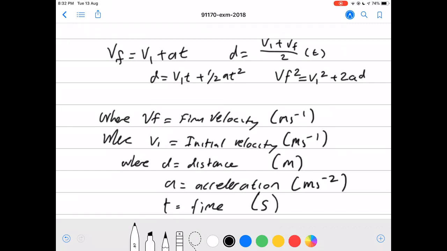So the application for these types of questions is, for example, they're going to give you 3 out of 4 of the variables, and you have to pick and choose the correct equation from these 4 in order to find the missing variable. So for example, if they give you Vf, Vi, and t, and they want you to find acceleration, you use Vf equals Vi plus At, and then you rearrange the formula for a.